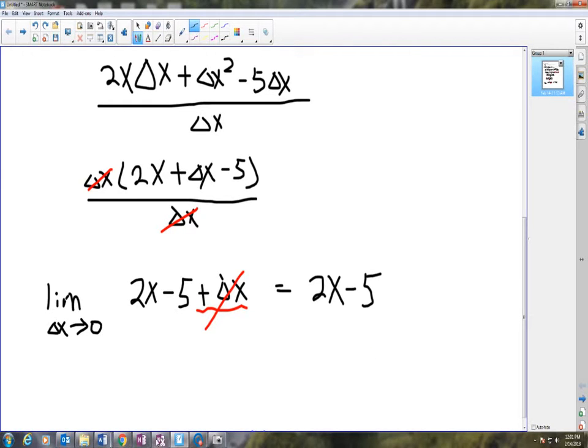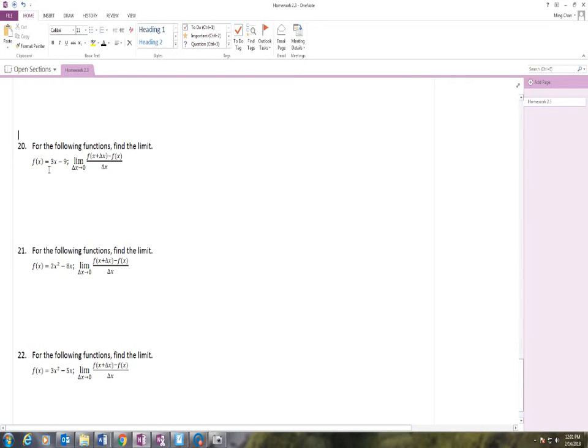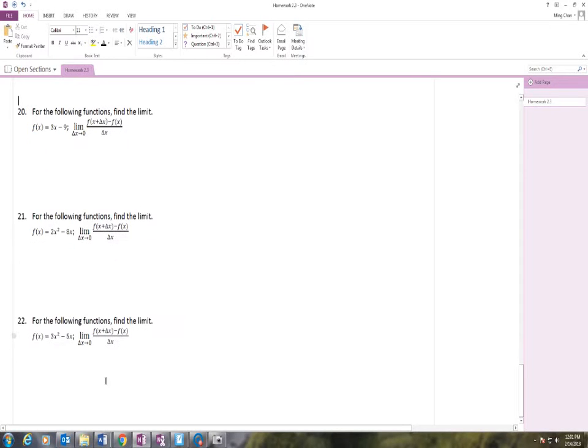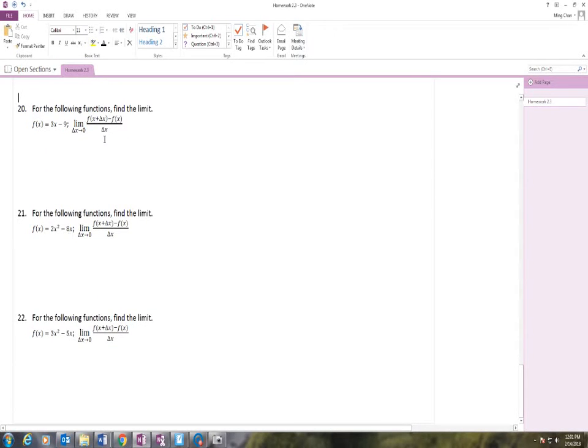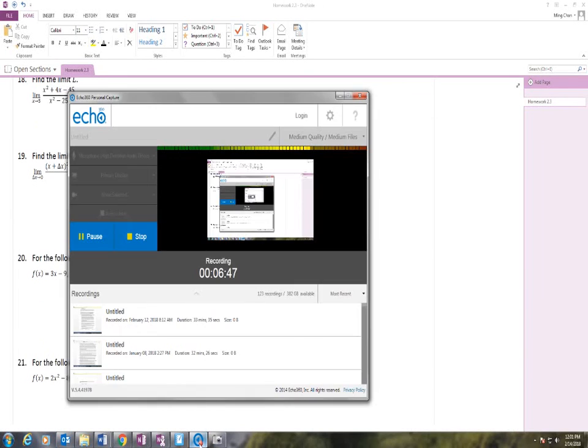For your other problems like 20, 21, 22, you just go through the same process. Substitute x plus delta x for every x you see. It's just a lot of arithmetic, and you have to work it out. I hope that helps explain things a little bit.